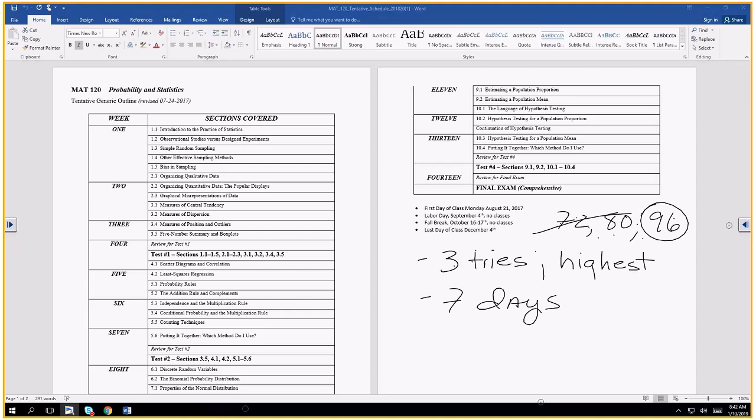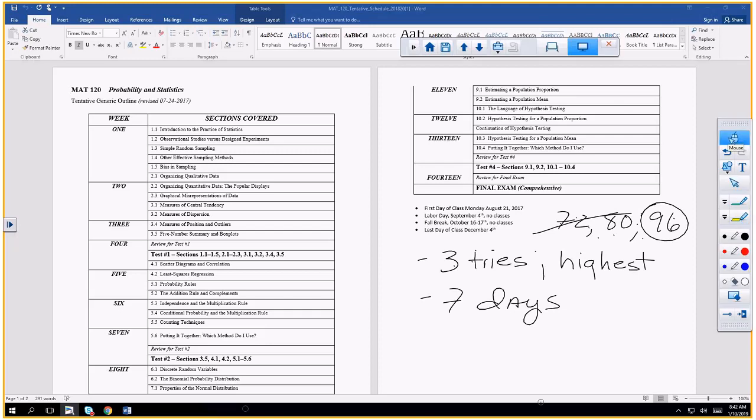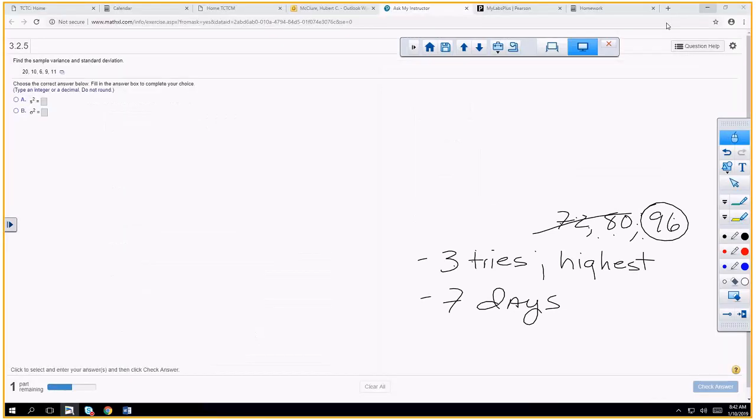Now, when you see the test, you're going to say, well, how does anybody fail Hubert's class? They do. Okay? Anybody got a question on that? All right, so let's look at, I've shown you the homework. Now let's look at the test. And we're going to go over this test again as soon as we get to the end of the unit.